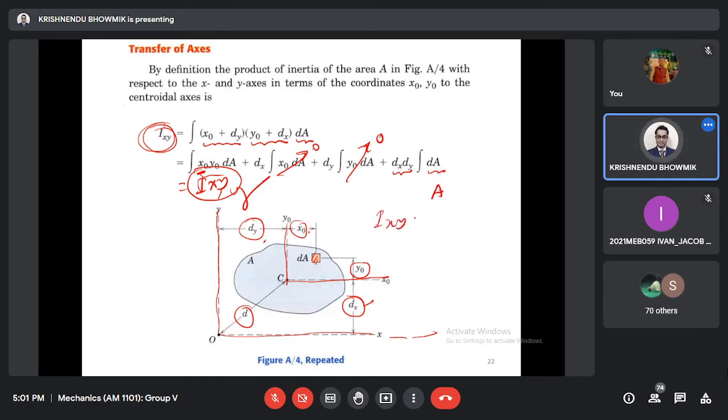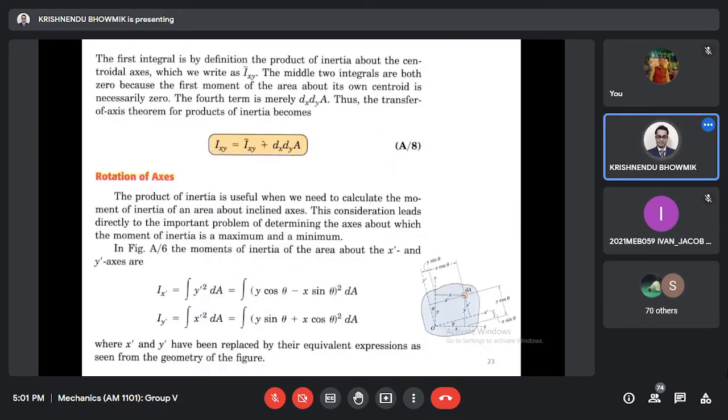So this is A, and this is the distance. So IXY will be IXY bar, or IXY CG, plus dx dy multiplied by A. Actually, at that time it was d square, or dx square or dy square. Now the dx dy they have split into two, one is dx and dy. Initially it was y square dA, x square dA, z square dA. Now it is xy dA. This is done. So this is the relationship.